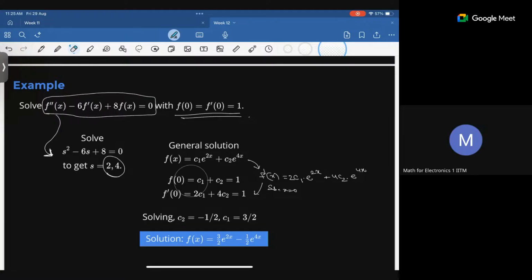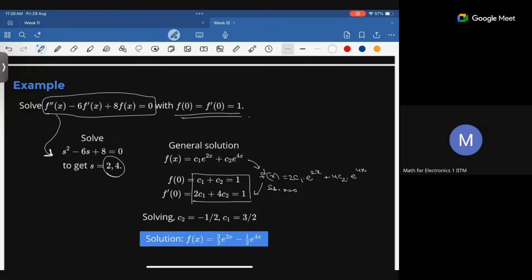So now we got two equations with two variables. We know how to solve them. Solve them and get the c1 and c2 values. Okay, as simple as that.